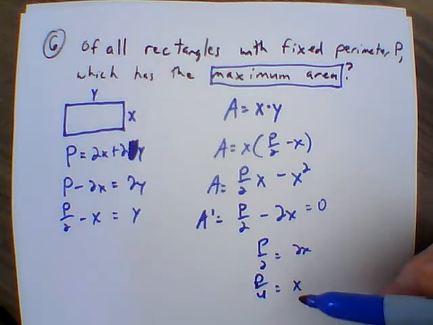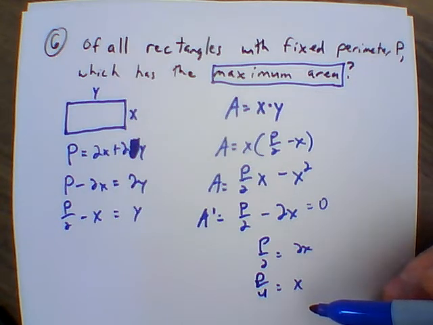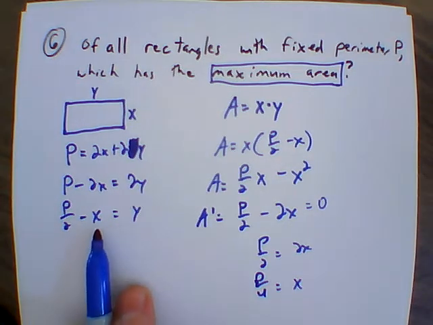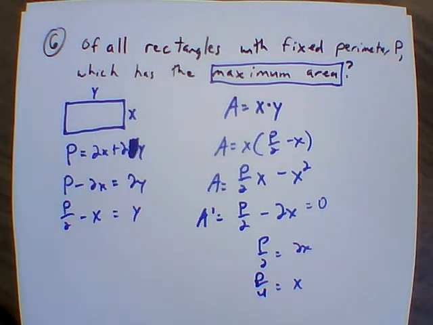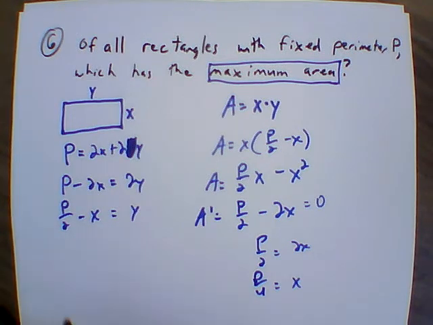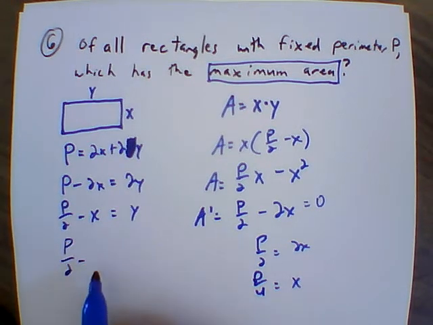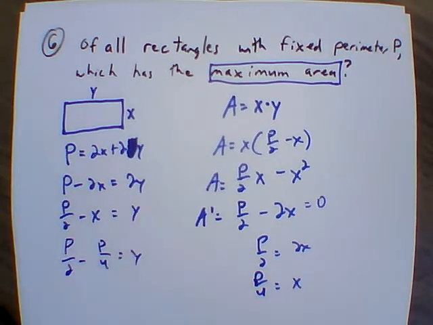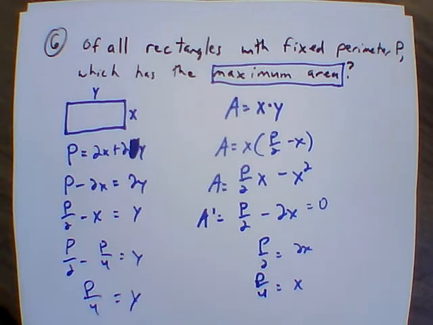So this is what my x value would be. Now that we found our x value, we have to figure out what y is. To simply find y, we would come back to our perimeter formula. We would just come back right here, and we'd see that p over 2 minus p over 4 equals y. So y equals p over 4.